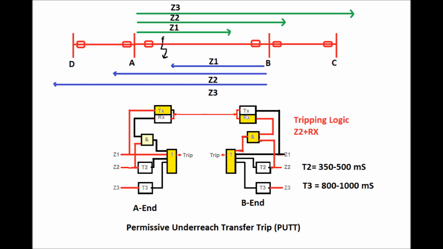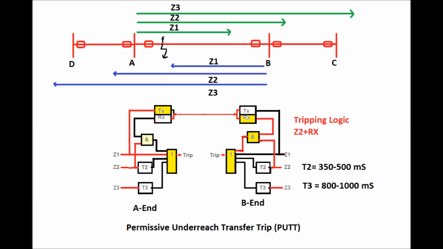Again, let us consider a fault occurring at point F, which is located from the substation A end at zone 1 location, and from the substation B end it is located at zone 2 location. That is, it is underreaching of zone 1 from the substation B end. Since the fault occurs at point F, which is located at zone 1 from the substation A end, it will send a permissive signal from the substation A end. So Tx will be high at the substation A end. This signal will be sent via the simplex channel and it will be received at the substation B end. So Rx will be high.